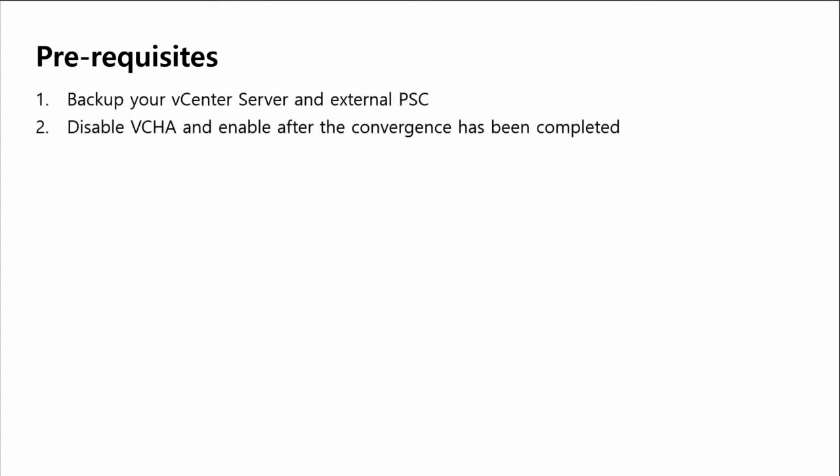Now let's talk about the prerequisites. So the first thing is you need to create backups of your vCenter server and platform services controller instances so that you can restore them if the reconfiguration fails. And you also need to disable and remove vCenter HA before you start the process of convergence, because converging with vCenter HA configuration is not supported. But of course, you can re-enable the vCenter HA after your convergence has been completed.